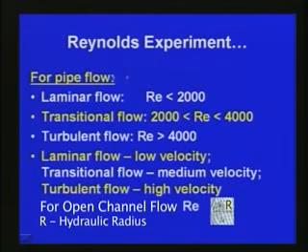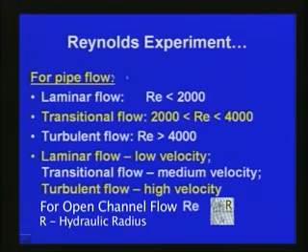Similarly, we can define this Reynolds number for open channel flow also. With respect to his experiments, he used the Reynolds number as a scale to define whether the fluid flow is laminar, whether it is in the transitional stage, or whether it is in the turbulent stage. Now, with respect to this Reynolds number, let us consider pipe flow.